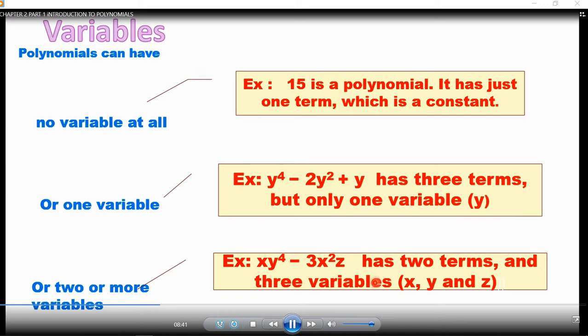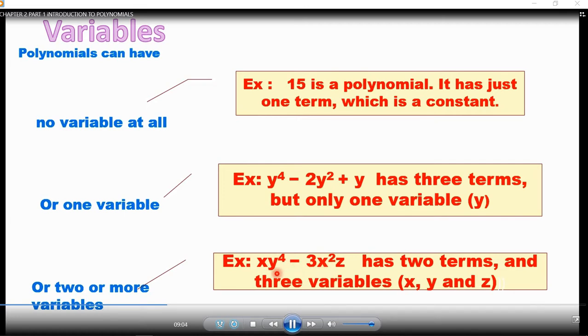So first of all, let us understand how many terms are there. There are 2 terms. How did we make it out? Because there is the operation subtraction in between. So I told you previously that the 2 terms can be separated either by addition or by subtraction. Here we have separated the 2 terms by subtraction.